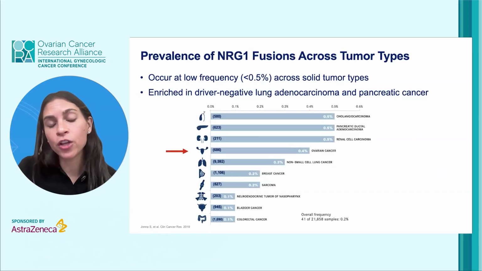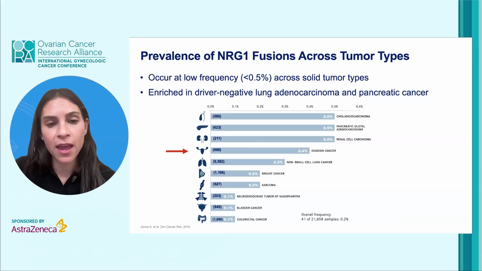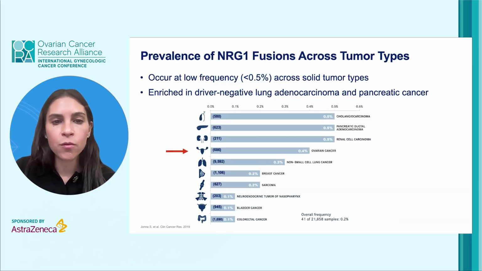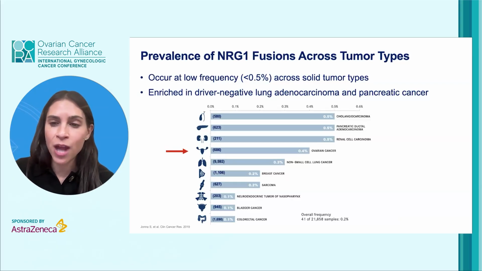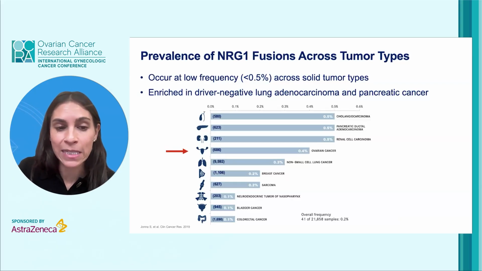NRG1 fusions are found at very low frequency, but across different cancer types. They can be seen in many different cancer types. They are more common in otherwise driver negative lung cancer and pancreatic cancer, meaning there's not another genetic driver that we see, but it can be seen in ovarian cancer, although it's rare.